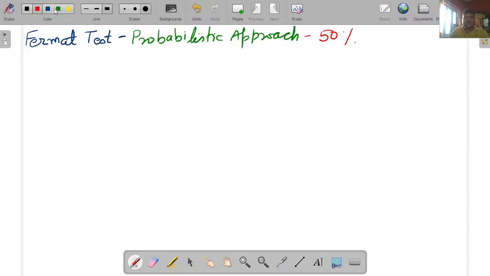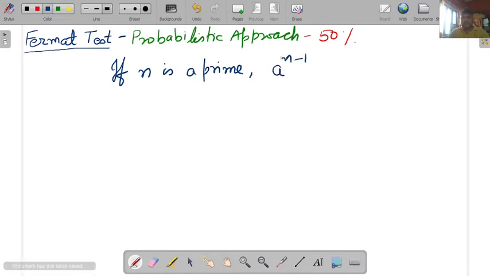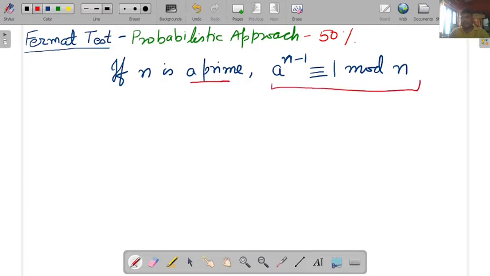Let's discuss what this Fermat test is and how we check whether a particular number is prime or not. If any number n is prime, then a to the power n minus 1, where generally we take base a equal to 2, is congruent to 1 mod n. If n is prime, then this is true. It doesn't mean the vice versa is also true. If this equation is satisfied, it doesn't mean it is a prime number.